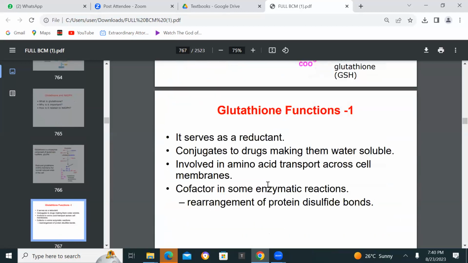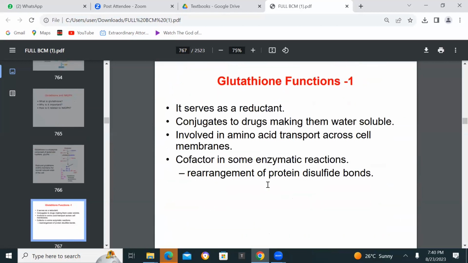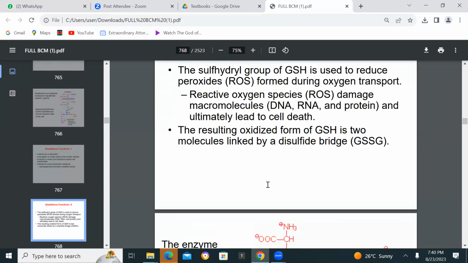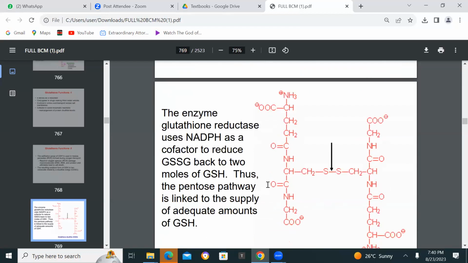Yeah, so glutathione is basically a reductant, and it can also be used to conjugate drugs. But here we will mainly focus on it being a reductant and a cofactor in the enzymatic reaction, helping with the rearrangement of disulfide bonds, though not so much here. The disulfide bonds are what bring about a lot of those issues. So let me show you. Yeah, now this is what I was saying.